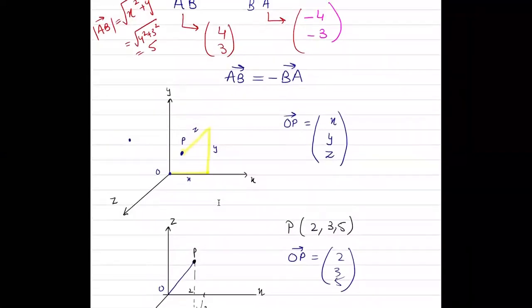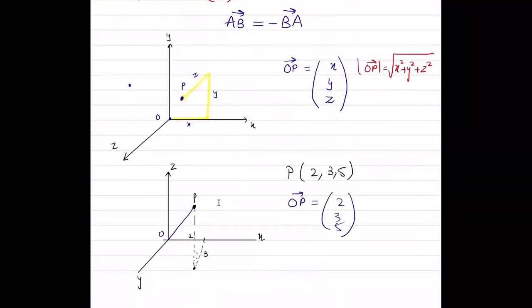Similarly, when you have a three-dimensional vector, the magnitude of vector OP is nothing but the square root of the x component squared plus the y component squared plus the z component squared. Make sense? Yes, sir. In this case, OP is going to be the square root of 2 squared plus 3 squared plus 5 squared. So 4 plus 9 plus 25, that is square root of 38. That is going to be the magnitude.